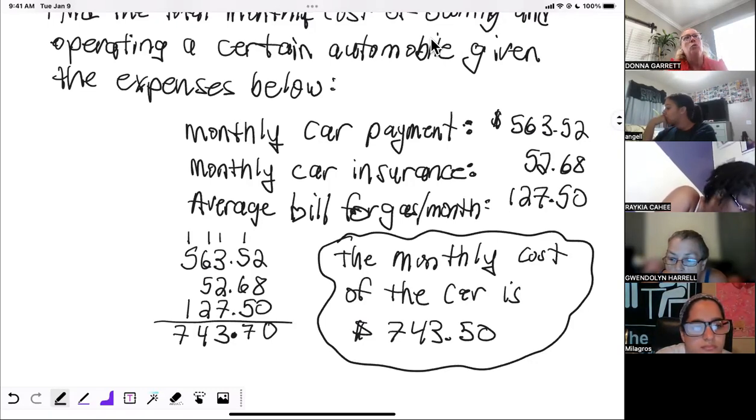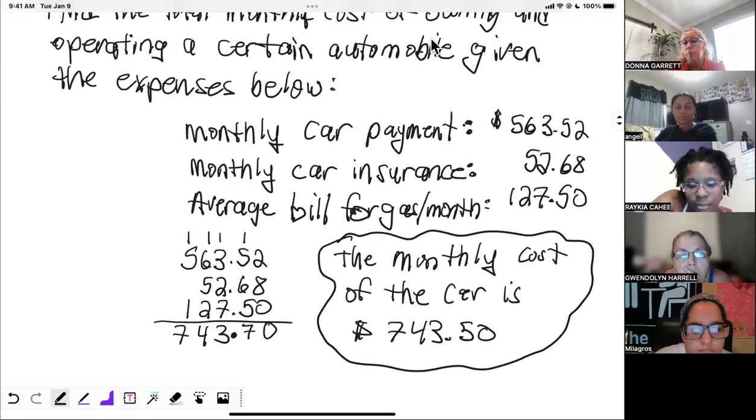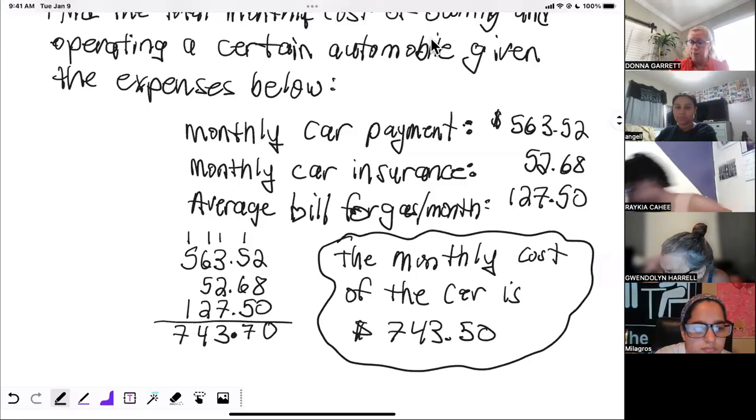All right, so 5.2 was adding and subtracting decimals. We're going to go into 5.3, which is multiplying decimals, and then 5.4, which is dividing decimals, which have very different ways to deal with a decimal. So when you add and subtract, you line up your decimals, but when you multiply and divide, you don't line up your decimals. So let's look at 5.3.